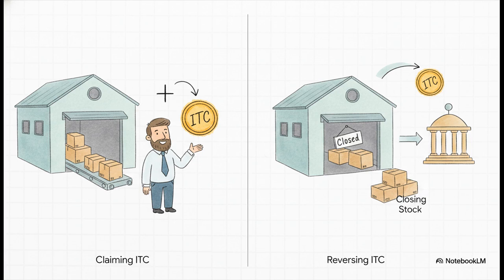When you bought goods for your business, you claimed an input tax credit, right? The government gave you that credit assuming you would eventually sell those goods and collect tax on them. But since you're closing down, that's not going to happen. So the logic is you have to pay back the credit you took on any stock you still have left. It's really just a final settling of your accounts.